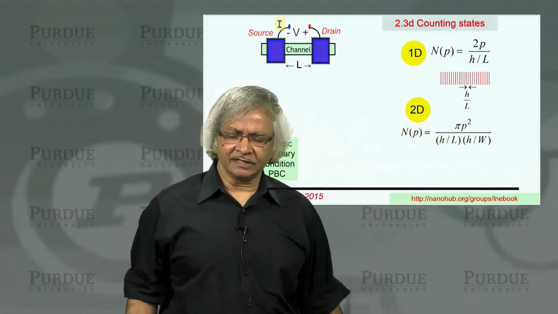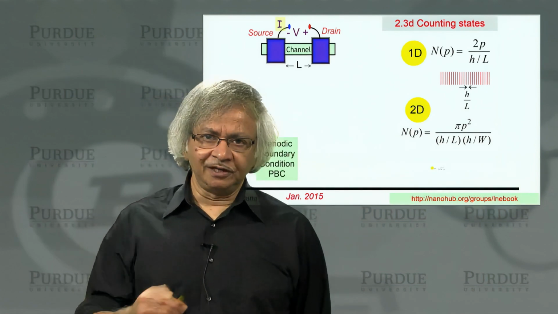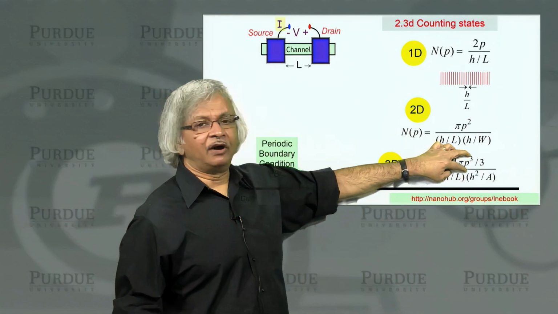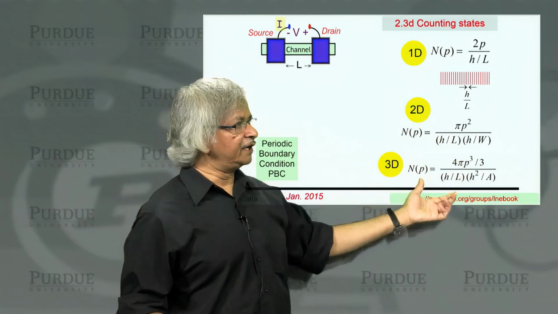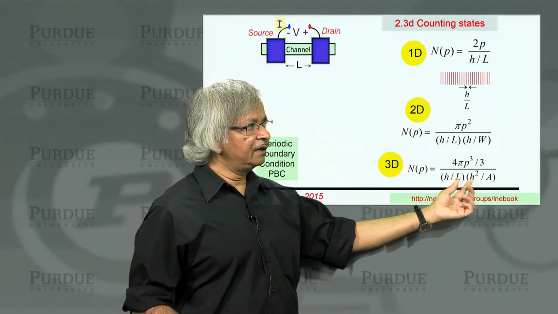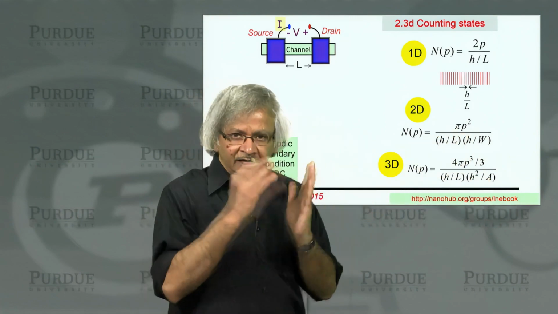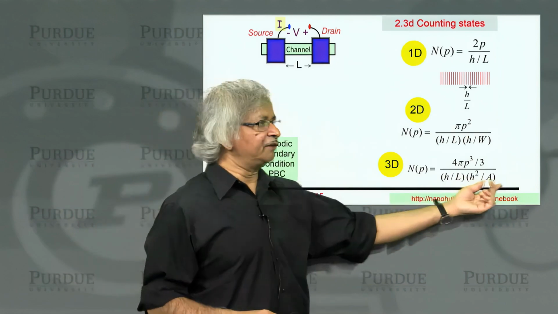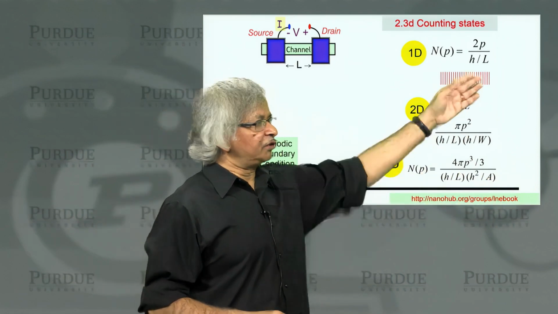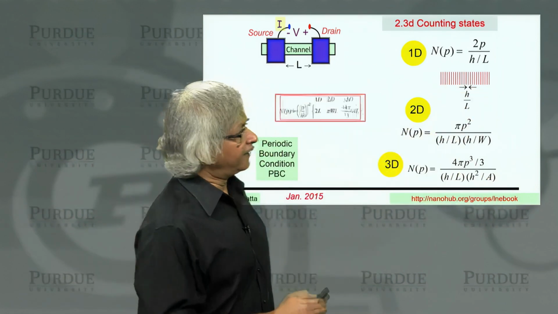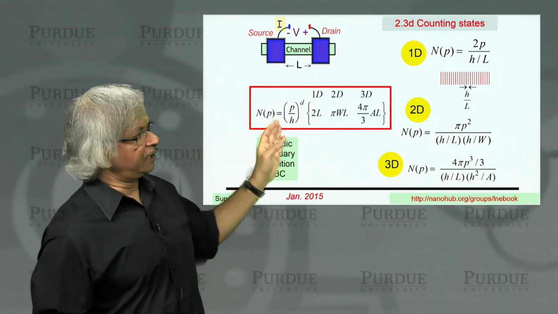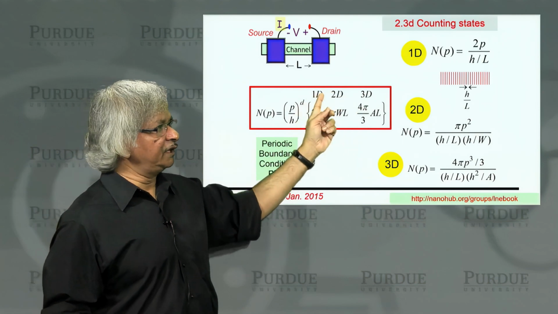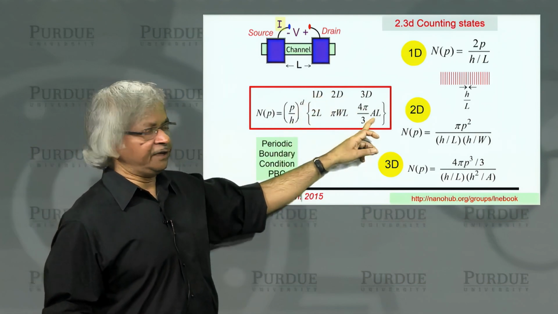And you can probably guess what the answer would be for 3 dimensions. Instead of the area of a circle, you have the volume of a sphere. And you then divide it by h over L, and then again h over W1, h over W2. You've got these 2 widths. And the product we have written as area. So you could collect all this together and write a single expression for n of p in these cases, 1D, 2D, and 3D.